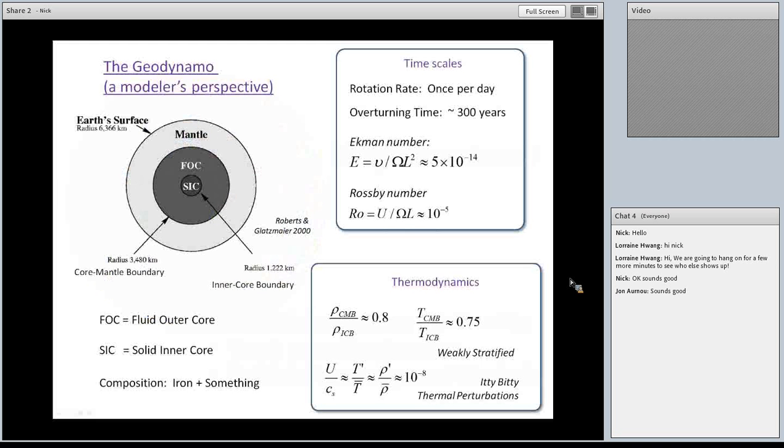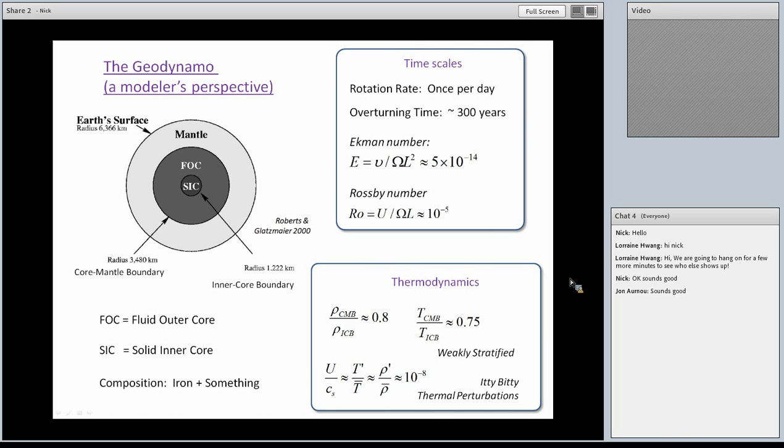So to start out with, I see John Arnaud here, so I know there's at least someone here who's more of an expert in the geodynamo than me. But when I look at the geodynamo and I say, what do I see from a modeler's perspective? Well, I see that there is a shell of convection, which is this fluid outer core, contained between a solid inner core and the mantle, and that's where we think things are going on.